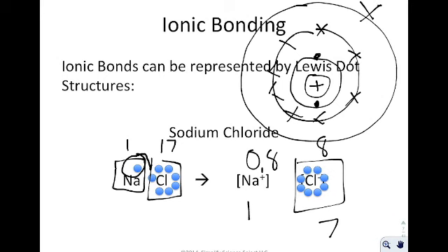Now, when this 1 electron is removed, this orbital is no longer the valence shell. This is now the valence shell. So since this is the valence shell, there are 8 valence electrons. So in this case, both atoms satisfy the octet rule when an electron is removed from sodium and transferred to chlorine.